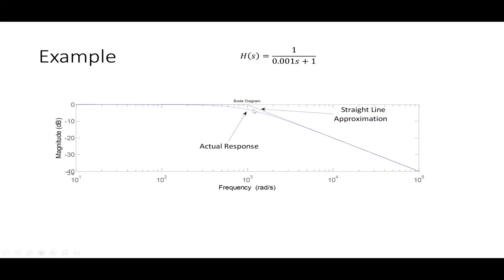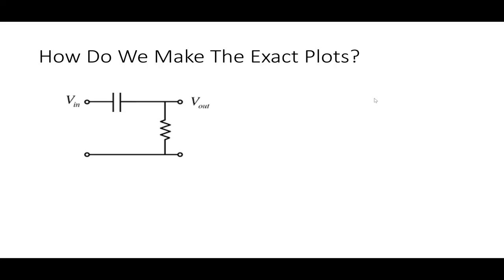The question becomes, how do I make the actual response? One way you could make the actual response would be to say that the magnitude of H(jω) is equal to 1 over the magnitude of the bottom. In this case, the magnitude of the bottom would be the square root of 1 plus (0.001ω) squared. So you could plug in ω equal to a particular vector of values, and then go into MATLAB and plot omega versus whatever you called this, let's call it h mag. I could do something like that, but MATLAB has an approach to be able to do it using the command called bode.